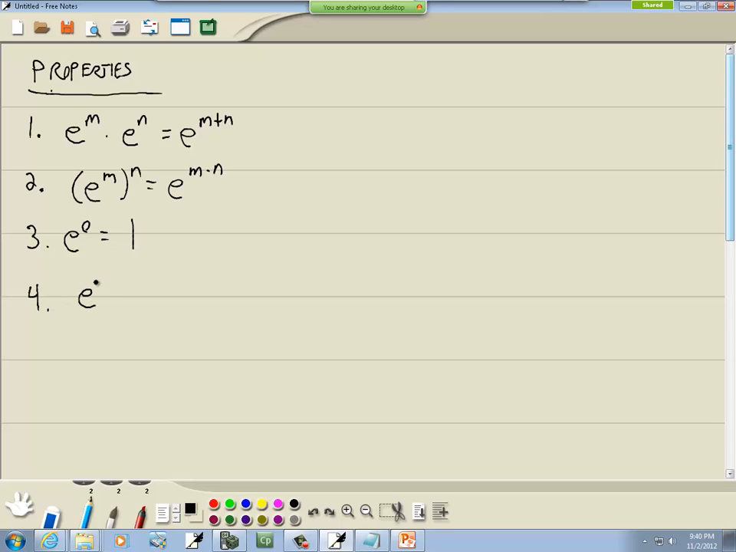If you have e to a negative power, and I'll actually put a number here, like -2, you want to move it opposite of where it's at in a fraction. So we create a fraction, if there isn't one already there. So I'll put that over 1. And I'll take the e to the -2 down to the denominator, and it becomes e to the +2. So when you've got a negative exponent, you just take it opposite of where it's at in a fraction.